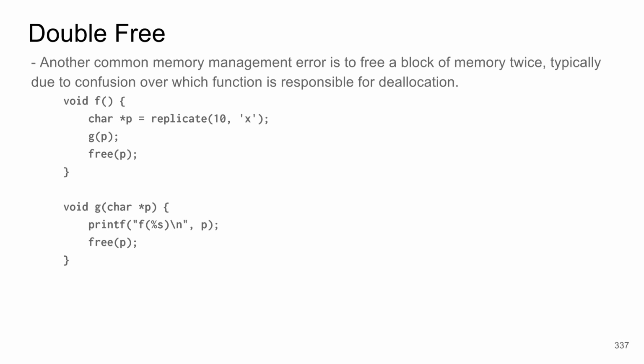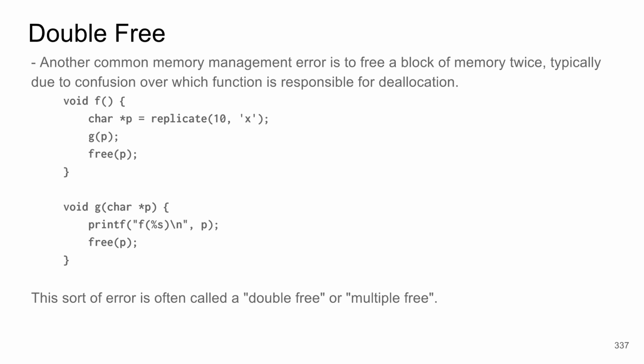So if we had this example right here, what's happening is we have this function f, which calls replicate. Okay, it gets that string that we're dealing with. We then call this function g, it prints out our string, and then it frees it, right? And then we come back to our function f, and we free that same block of memory. That will be an issue.